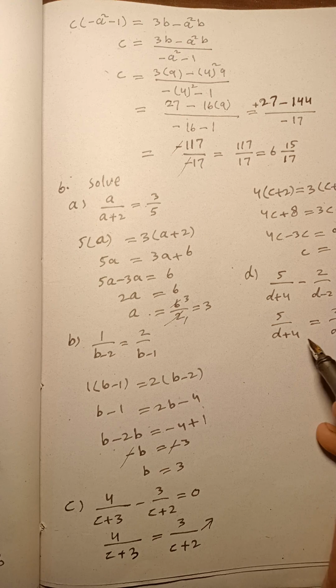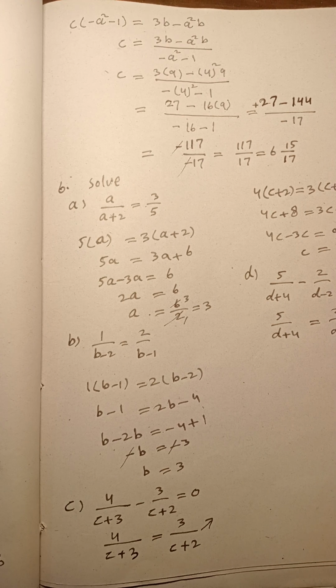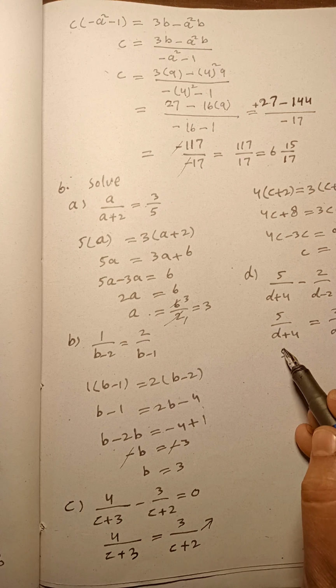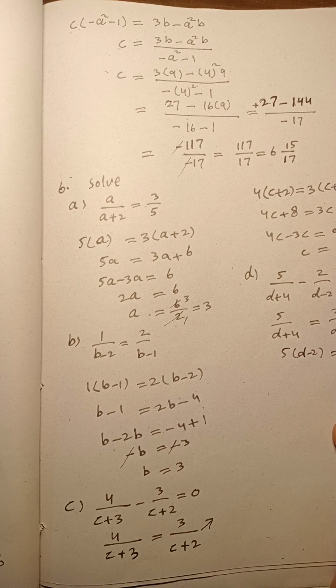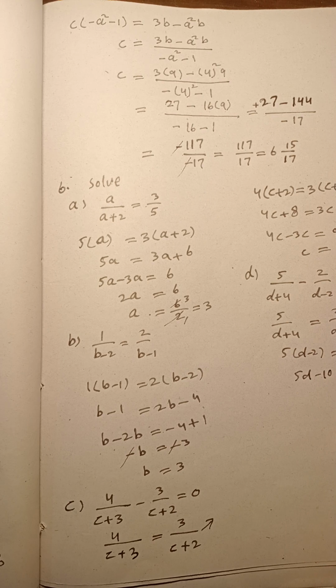Now both the fractions have single denominator, because 5 has single denominator d plus 4 and 2 has single denominator d minus 2. Both the fractions have single denominator and they also have equal sign in between, so we can cross multiply these. So multiply d minus 2 by 5 into d minus 2, and this 2 will be multiplied by d plus 4. Now 5d minus 10, 5 2s are 10, and 2d plus 8, 4 2s are 8.